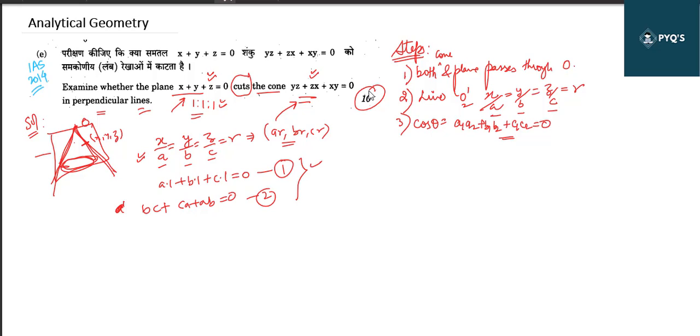Now by solving these two equations, we can get the relation between direction cosines for lines. Then we'll examine whether these are perpendicular or not. So from first equation we can take a equals to minus (b plus c) and put it in the second equation. By putting in the second equation, we'll get bc plus c times minus (b plus c) plus minus (b plus c) times b equals to 0.